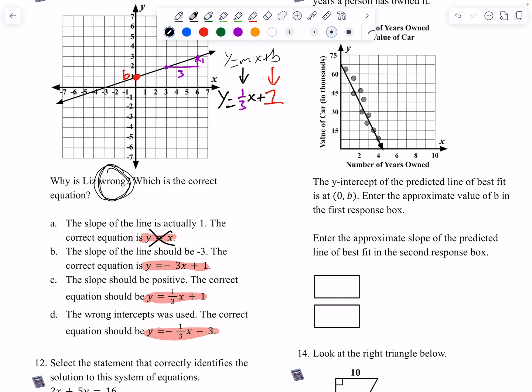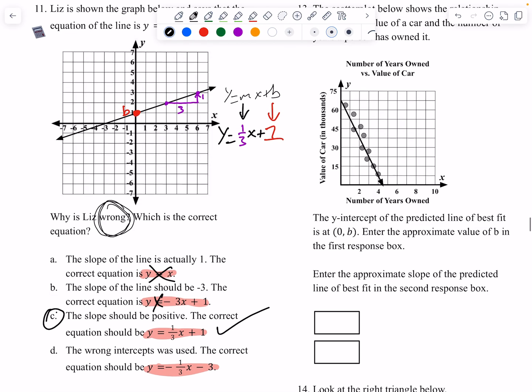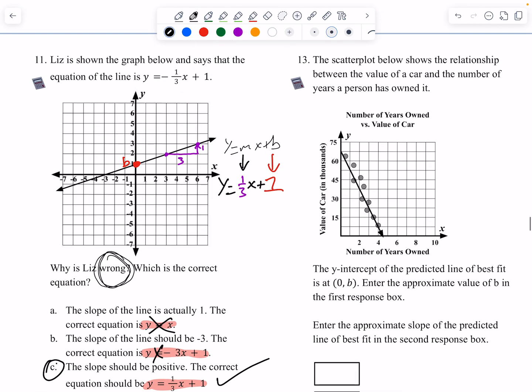It is not this one. It is not negative 3x. It is that one. So what did she do wrong? It says the slope should be positive, and notice she did a negative slope. So yeah, okay, that's what she did wrong.